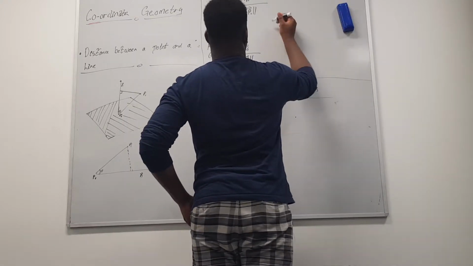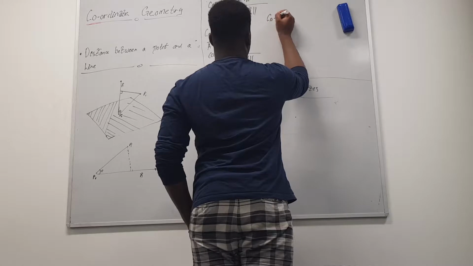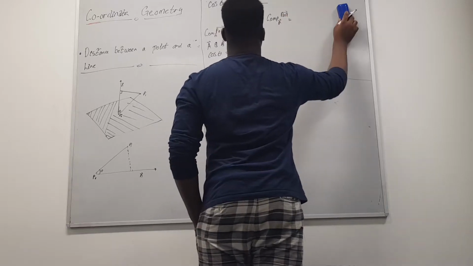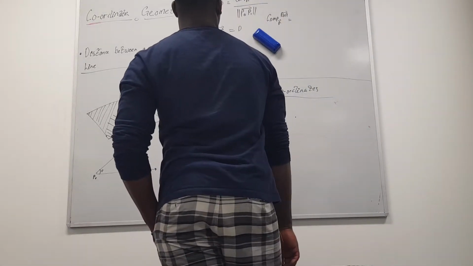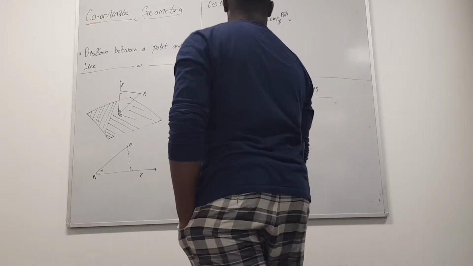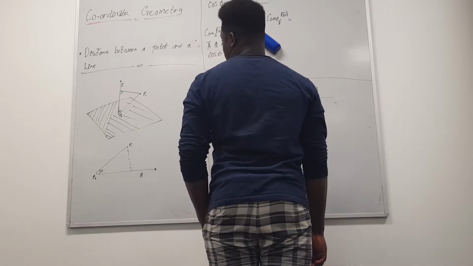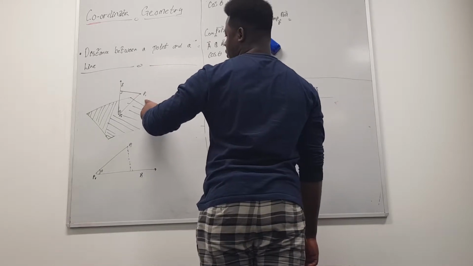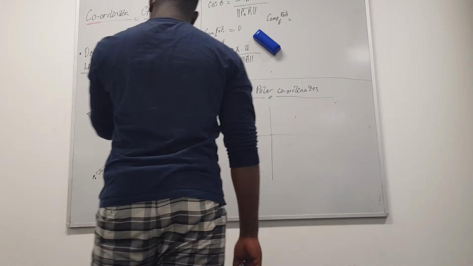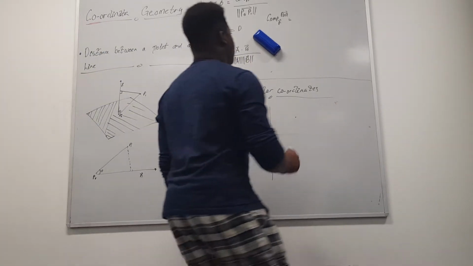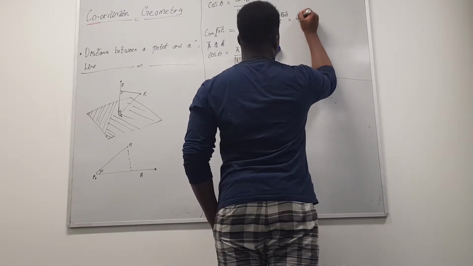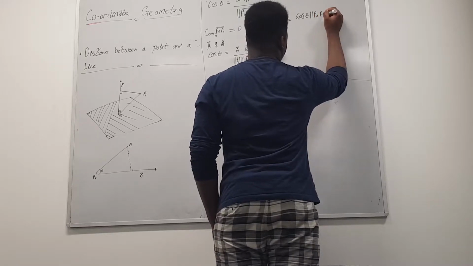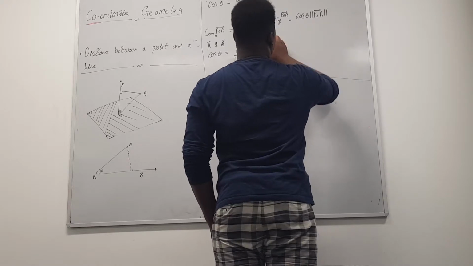So if I say that the component of P0P1 on N is equal to cos theta times P0P1, the distance between a point and a plane. Let's keep going first. Yeah, I think I'm correct.